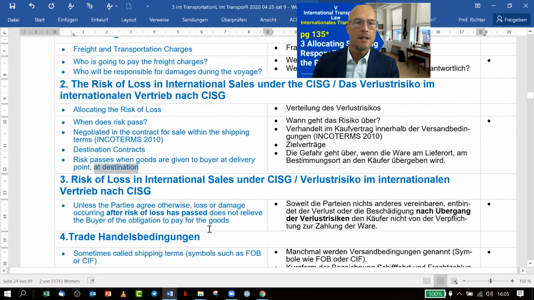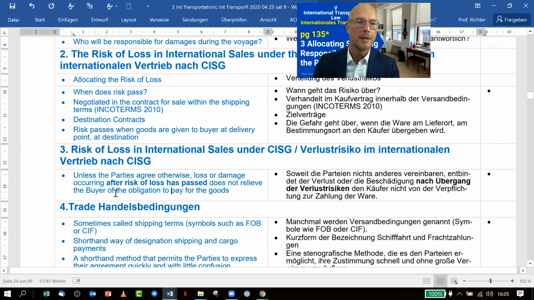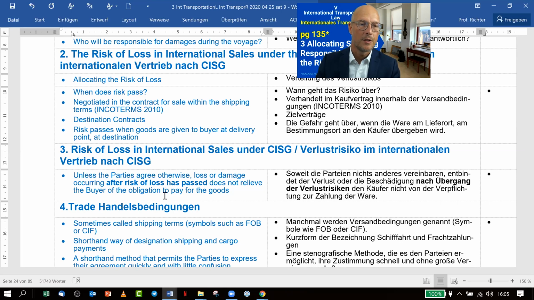In international sales under the convention, the rule is, unless the parties agree otherwise, the loss or damage occurring after risk of loss has passed does not relieve the buyer of the obligation to pay for the goods. That's a common rule. So that means even if the buyer is not the owner now of the goods, he has to pay because the risk has passed to him.